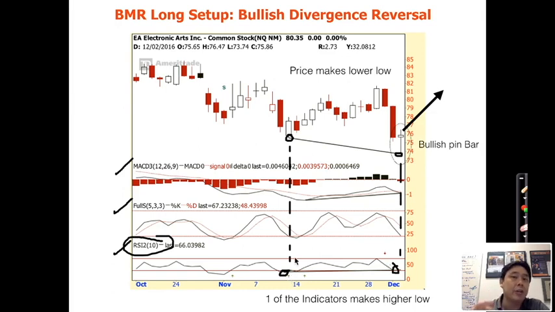That's a divergence pattern. So you need to see at least one divergence on at least one of the indicators, either the MACD, the full stochastics, or the RSI. In this case, it appears on the RSI. It also appears on the MACD.